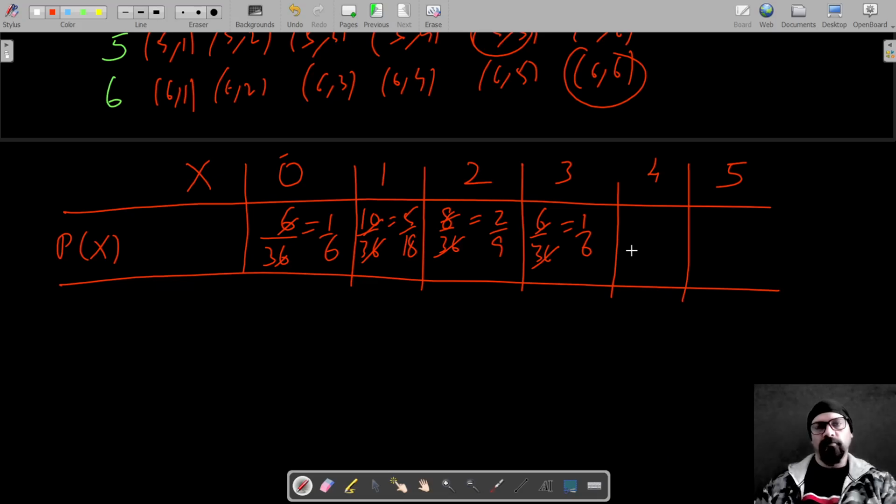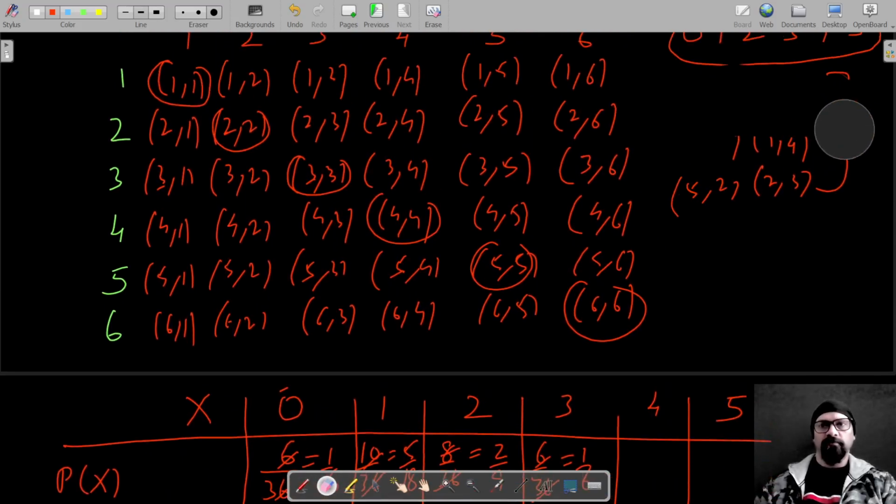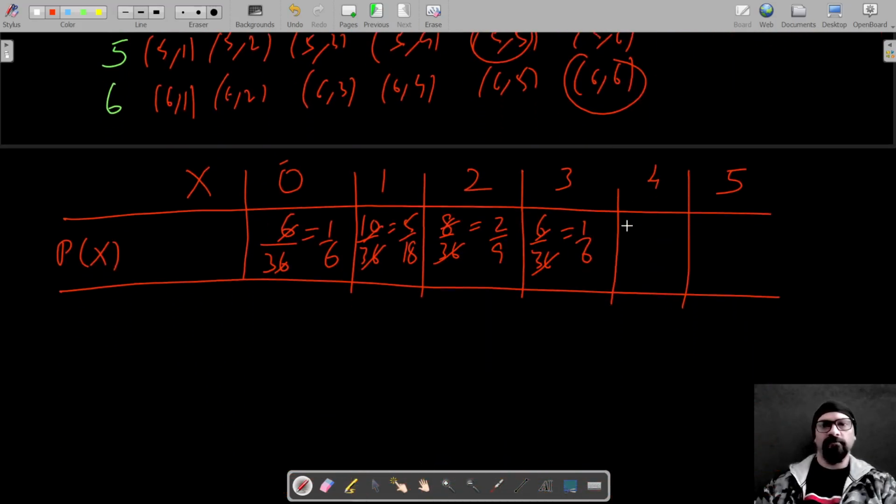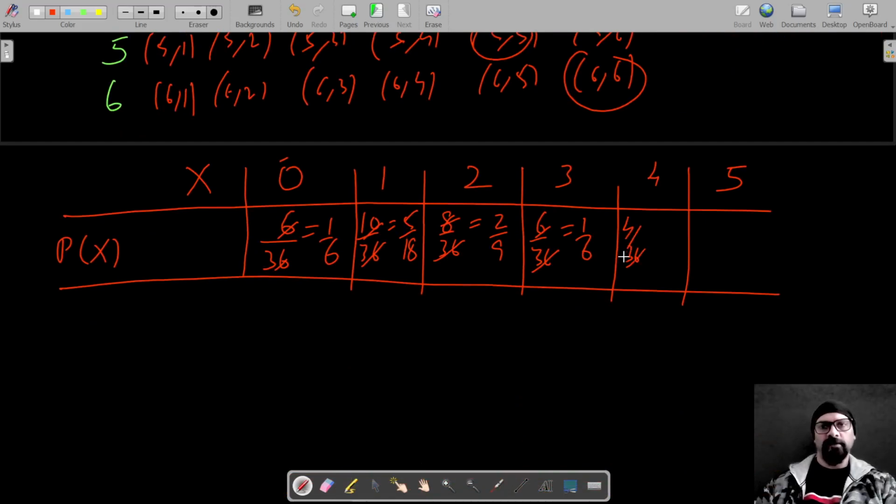And for difference 4, we will get difference 4 for the outcomes 6 2 and 2 6, or 5 1 and 1 5. So this will give us absolute difference 4, which are 4 outcomes. So 4 by 36, which gives me 1 by 9.